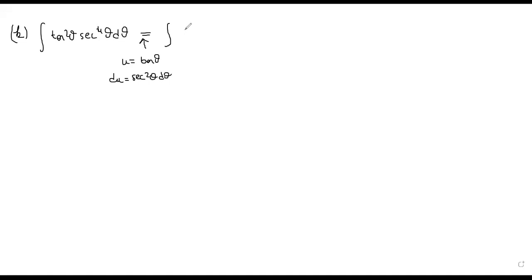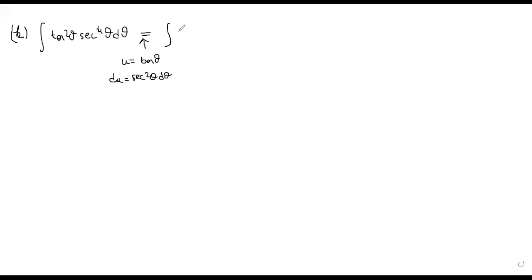All right. Now part K we will solve. We're given tangent squared theta, secant to the 4 theta d theta, right? Now here we will substitute u equals tangent theta, and then du is equal to secant squared theta d theta, right? What do we get then?